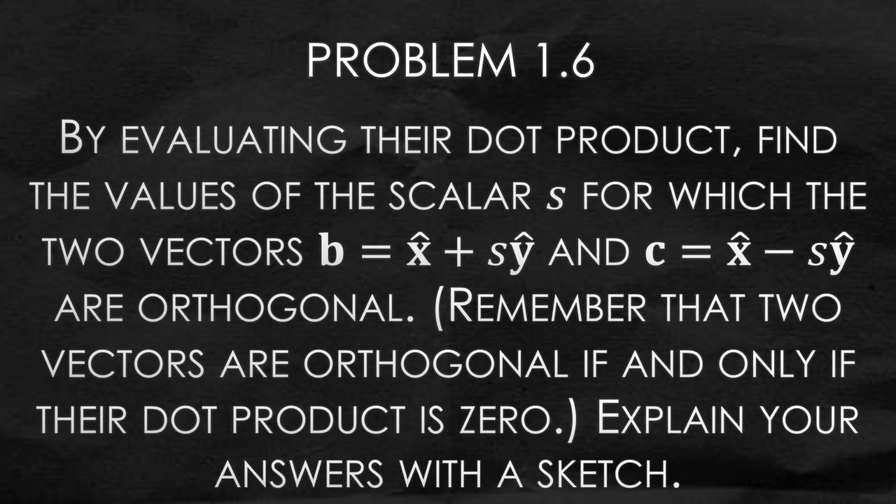Today we're tackling a classic vector problem about orthogonality. By evaluating their dot product, find the values of the scalar s for which the two vectors b equals x hat plus s y hat and c equals x hat minus s y hat are orthogonal. Remember that two vectors are orthogonal if and only if their dot product is 0. Explain your answers with a sketch.